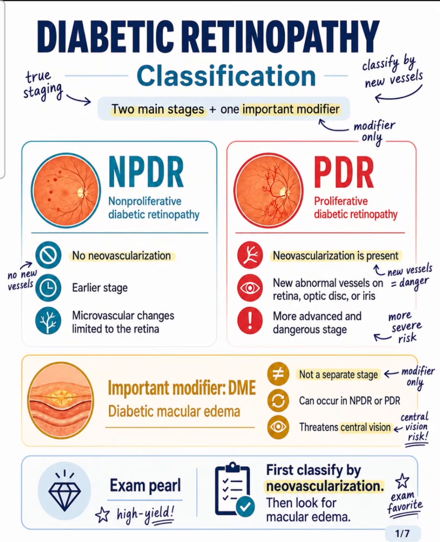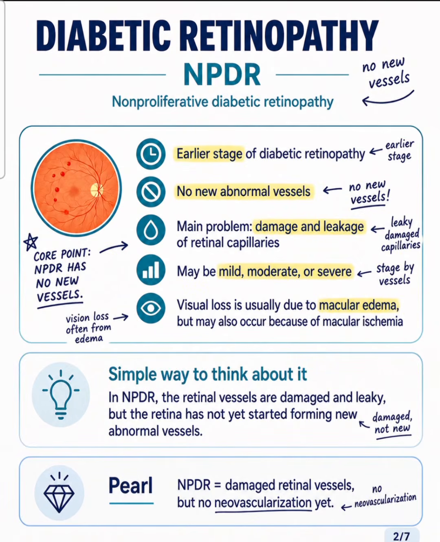Diabetic macular edema, or DME, is not a separate stage. It is a modifier, because it can occur with either stage and tells us about the risk to central vision. In non-proliferative diabetic retinopathy, the retina is already affected, but it has not started forming new vessels. The basic problem is damage and leakage of small retinal capillaries. That is why we see microaneurysms, retinal hemorrhages, hard exudates, and retinal edema. The key phrase is damaged retinal vessels, but no neovascularization yet.